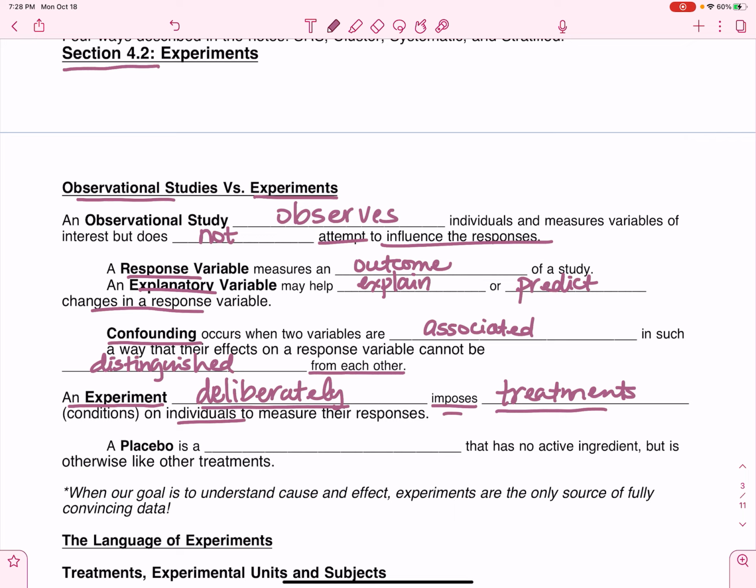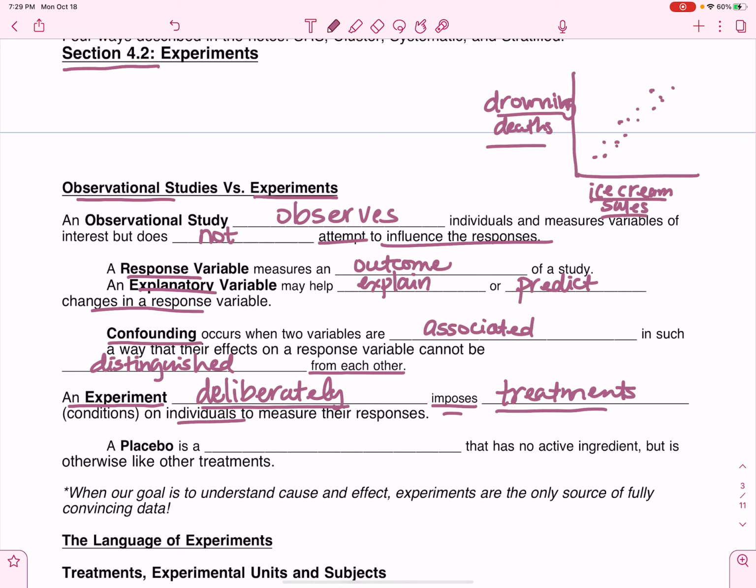Okay, so for instance, I don't know if you're aware of this, but there are two things that happen to have a positive correlation: ice cream sales and drowning deaths. I know, it's all fun around here. Sorry for the deep issue. Incidentally, this is a true relationship. As one of them increases, so does the other one.